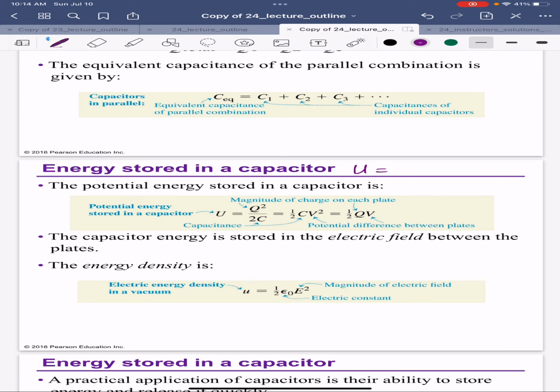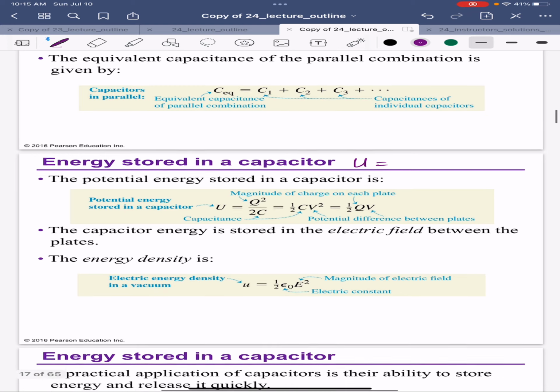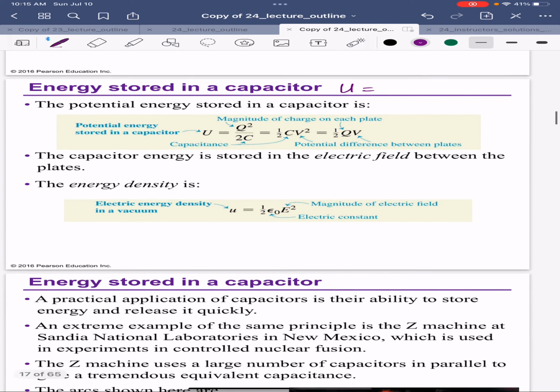Now, I will also say the capacitor energy is stored in the electric field between the plates, and the energy density, we call it lowercase u. This is going to be 1/2 epsilon 0 times E squared. And we call this electric energy density in a vacuum, when we don't have any dielectric between the two plates: 1/2 epsilon 0 E squared.